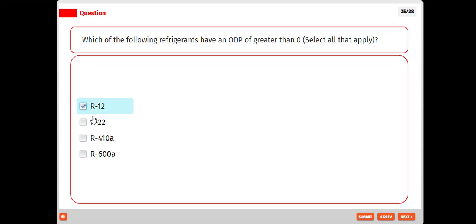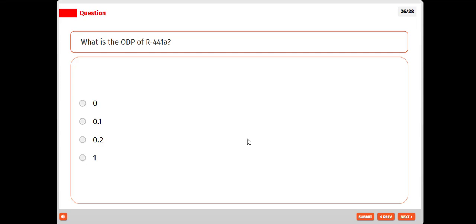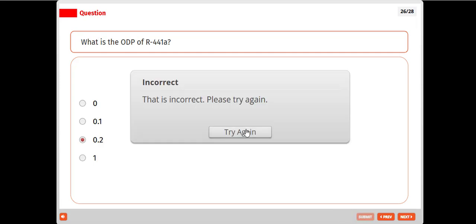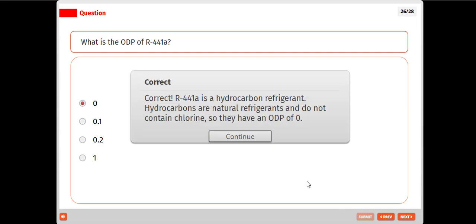Greater than 0, yes. R12 greater than 0 for sure. And R22. Yeah. What is the ODP for R44? I don't remember. I think 0.10. Yeah.